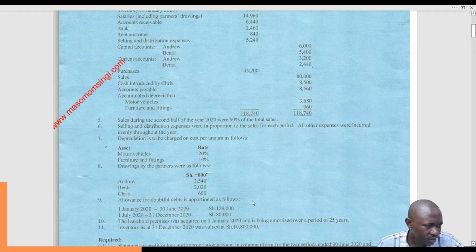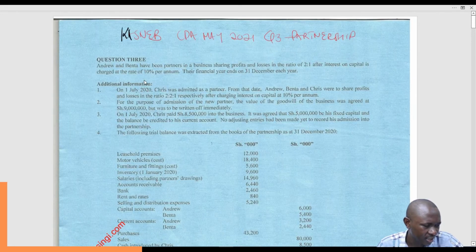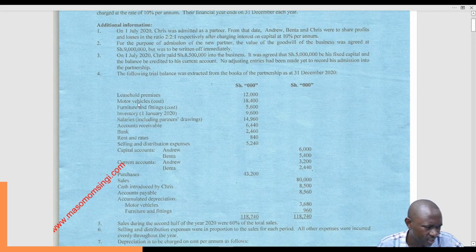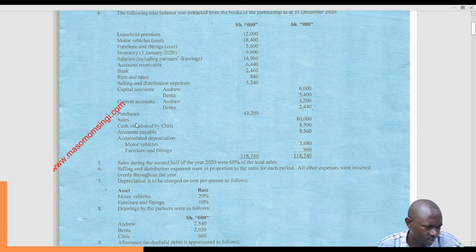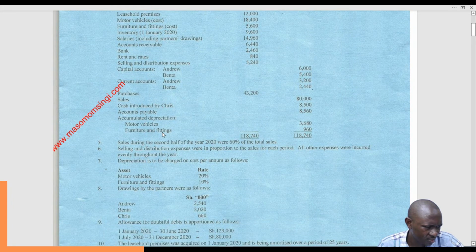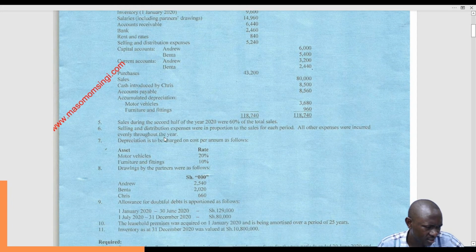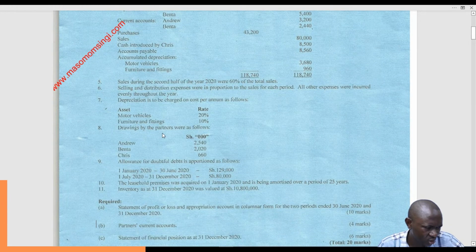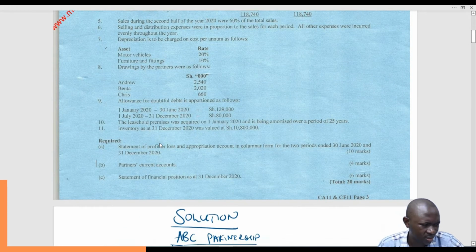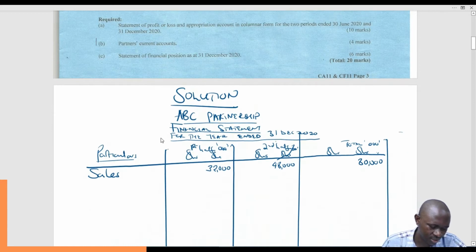Then look if we have sales returns. Do we have sales returns? Check. We have sales, cash introduced by Chris. Do we have sales returns? Looks like we don't have sales returns. Check through. There's no sales returns. Since we don't have sales returns, we go straight to the cost of goods sold.